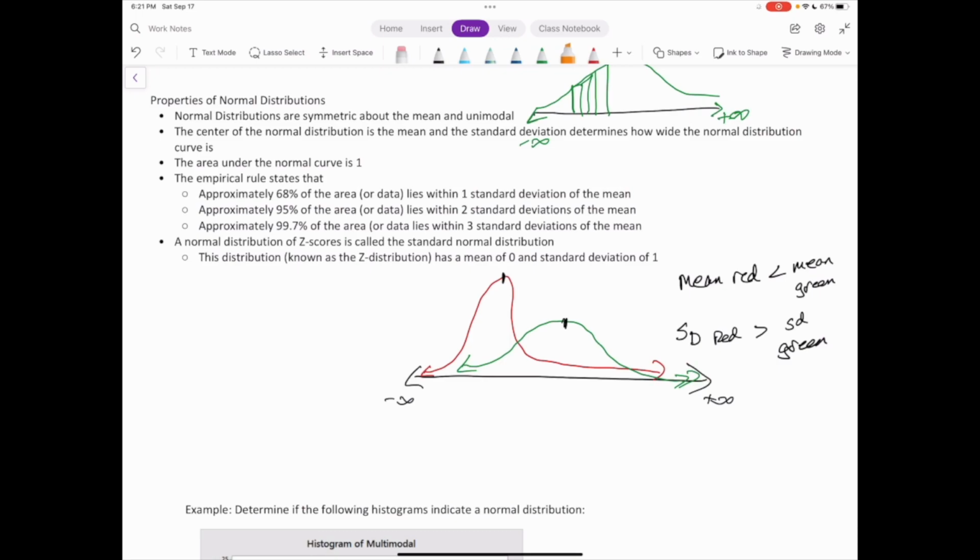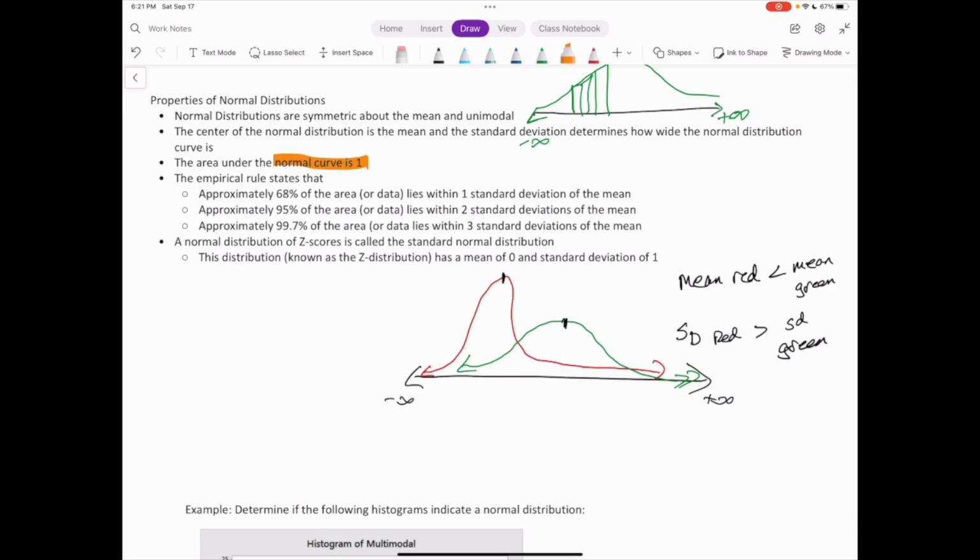The area under the normal curve is 1. So it will always be 1, and that's very important. We're going to use that fact whenever we get to calculating probabilities. And then there's this thing called the empirical rule. It's basically just a rule of thumb.